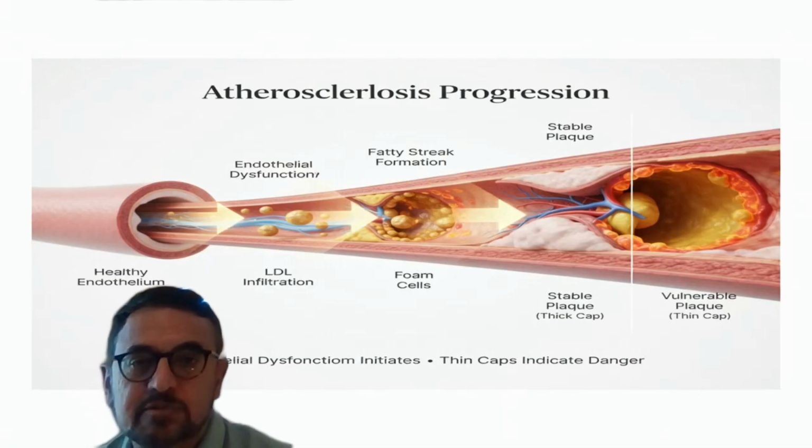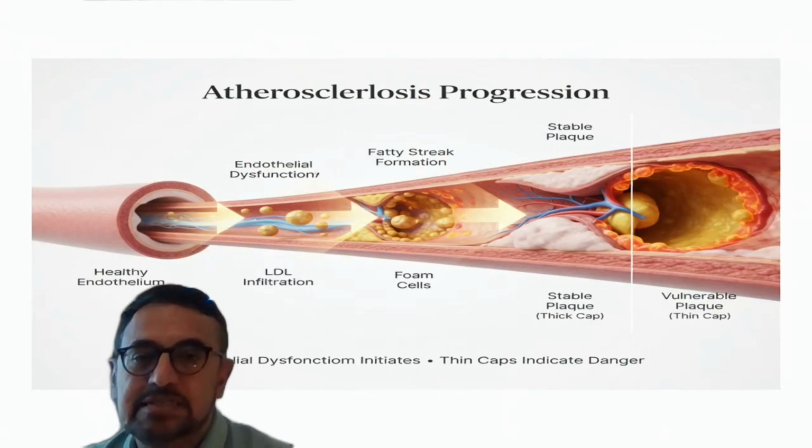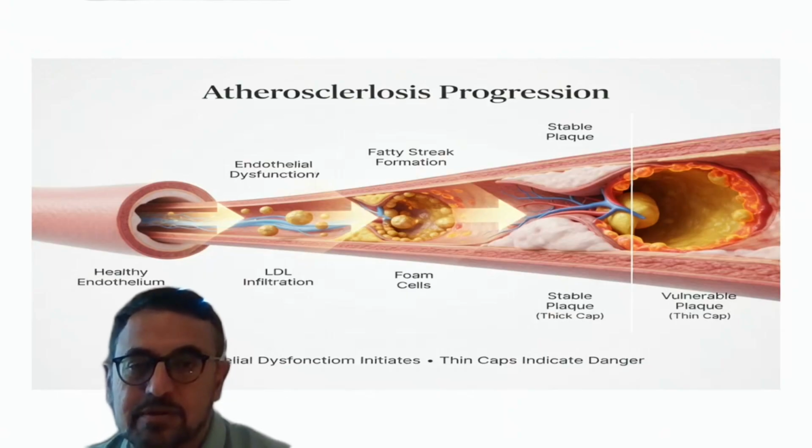The true start of the disease process is endothelial dysfunction. The endothelium is a super thin, delicate lining inside your arteries. In a healthy person, it's smooth and protective, but when it gets injured, it loses its barrier function. It's like the artery's own security system has become rogue.